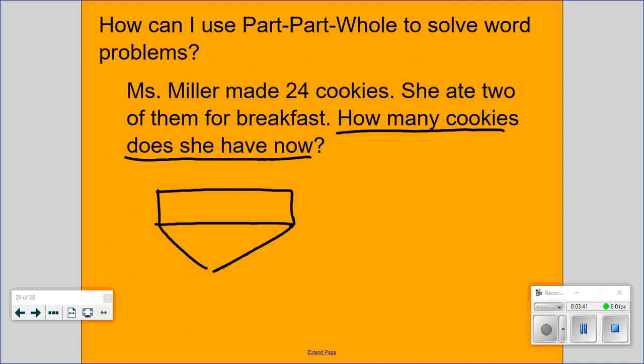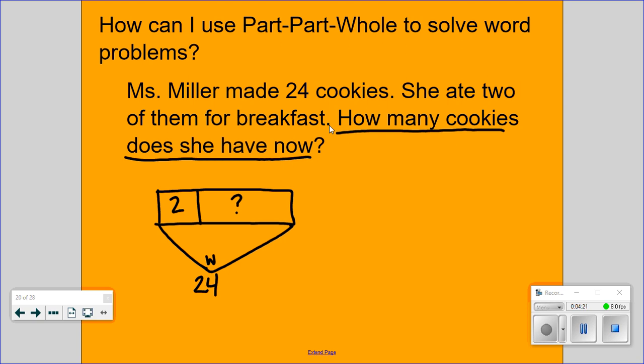Start with the whole. Do I know the total number of cookies? Actually, for this problem, I do. It's right in that very first sentence. Miss Miller made 24 cookies. So down here by whole, I'm going to write 24 because I do know the total amount. I know that I ate 2 of them for breakfast, so I'm going to partition my bar. And I'm going to put 2 in that first section because those are the 2 that I ate for breakfast. I don't know how many I have left. So that's going to be my question mark, or I can just leave it blank. That's what it's asking me. How many do I have left over?